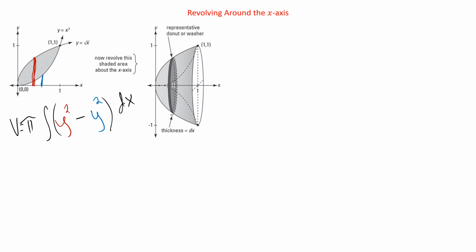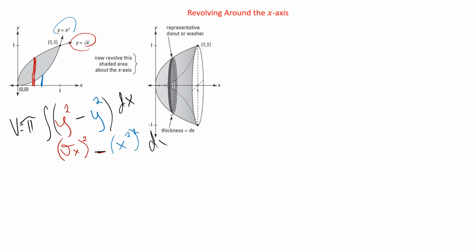Now, like we did with the disks, we need to plug in for x's in there. So we have the red one is the upper one, which is y equals root x. So this will be root x squared minus, and then the blue one is y equals x squared. So that'll be x squared squared.